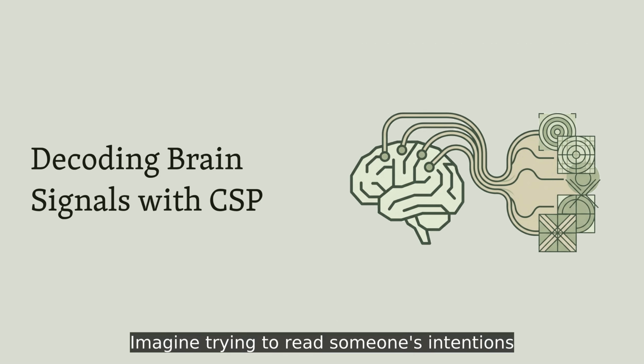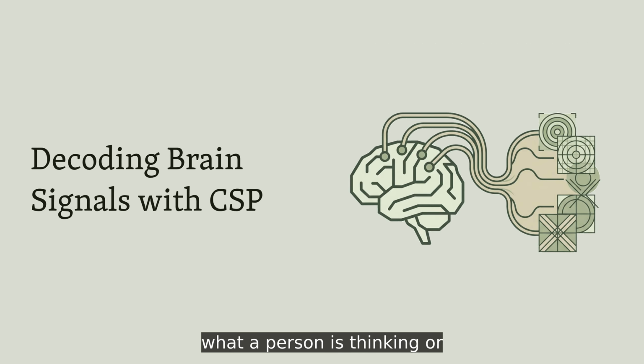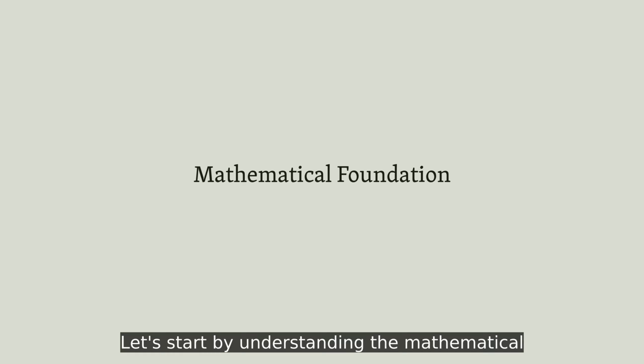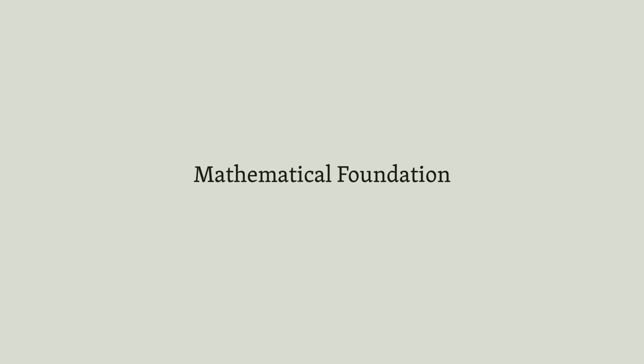Imagine trying to read someone's intentions directly from their brainwaves. Common Spatial Patterns, or CSP, makes this possible by transforming noisy EEG signals into sharp discriminative features that reveal what a person is thinking or planning to do. Let's start by understanding the mathematical engine that powers this transformation.